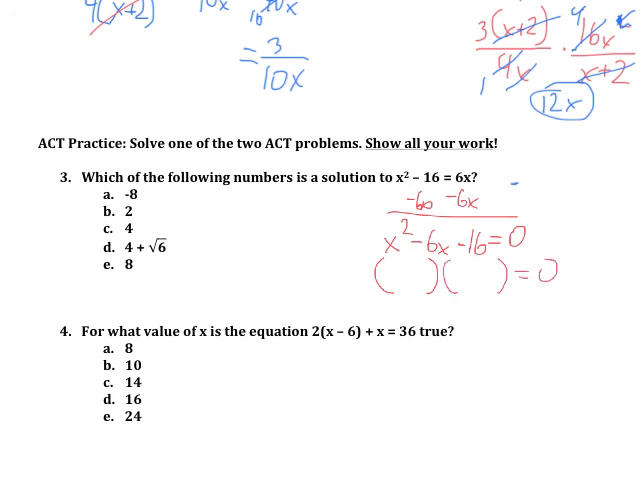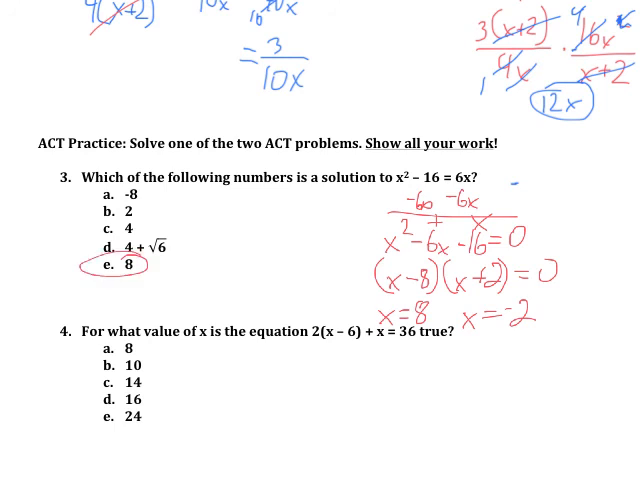Two numbers that multiply to make negative 16 and add to negative 6. I feel like that's negative 8 and positive 2. Therefore, one of the solutions is positive 8, and one of the solutions is negative 2. So the only one of those I have is number 8. There we go.